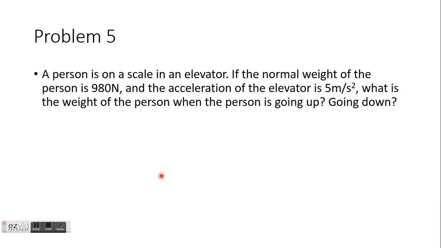So, alright, problem number 5. A person is on a scale in an elevator. If the normal weight of the person is 980 newtons and the acceleration of the elevator is 5 meters per second squared, what is the weight of the person when the person is going up or going down? Okay, so here we need to find the mass of the person. So m is equal to 980 newtons over 9.80 meters per second squared, which is equal to 100 kilograms. So the person is 100 kilograms.